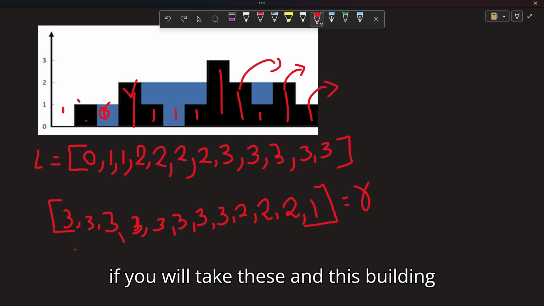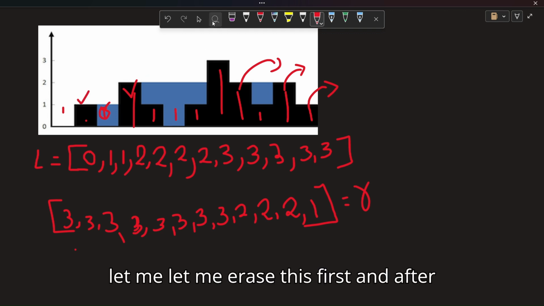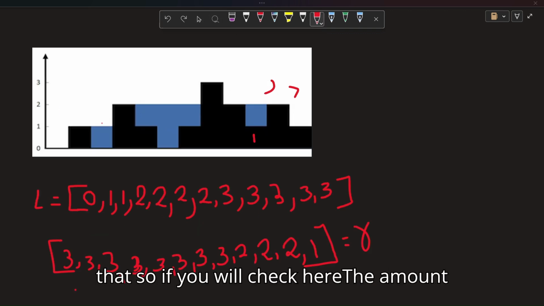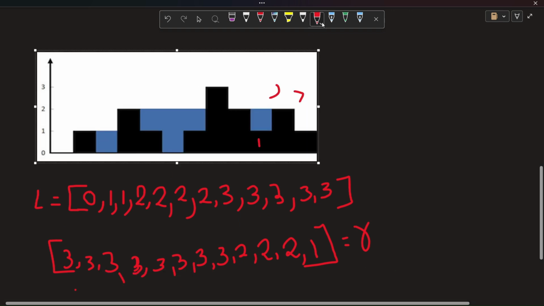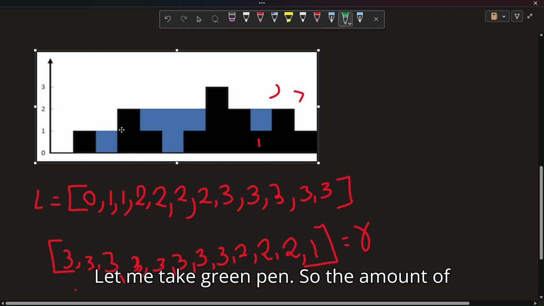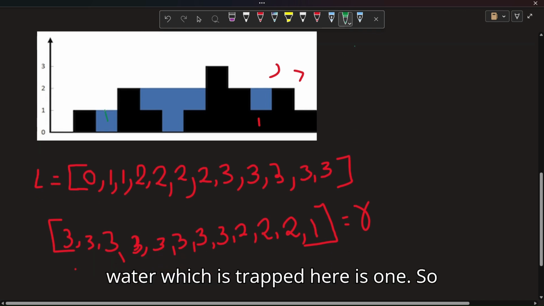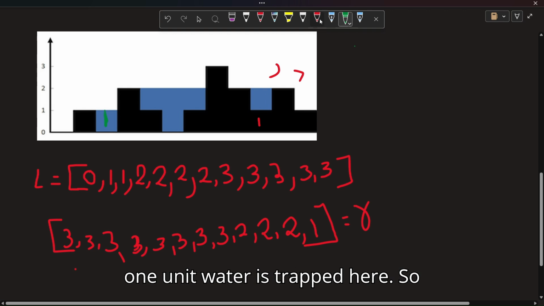Which means if you take this and this building, let me erase this first, and after that, if you check here, the amount of water which is trapped here is 1. Let me take the green pen. So the amount of water which is trapped here is 1. So 1 unit of water is trapped here.